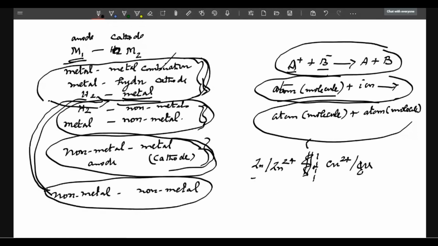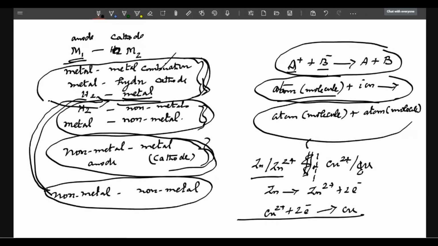Here we should write down the anode reaction first. Anode is taking oxidation. The anode half reaction we have written as zinc giving zinc 2 plus and 2 electrons. And we write the cathode reaction: copper 2 plus taking the 2 electrons, forming copper. In the net reaction, which we have already balanced, the electrons are cancelled. Otherwise, multiply the equations and add such that the electrons are cancelled. The net reaction is zinc and copper 2 plus giving zinc 2 plus and copper.